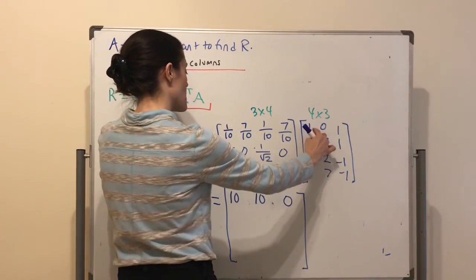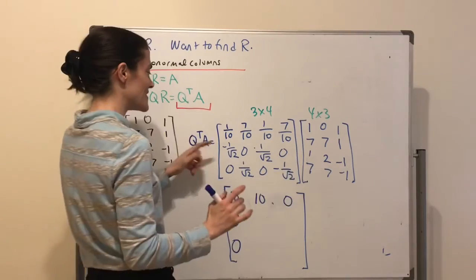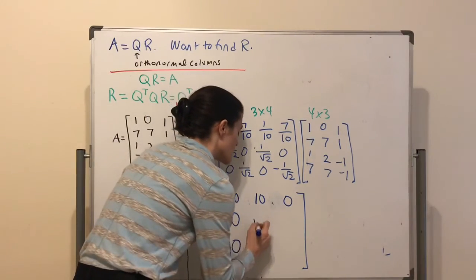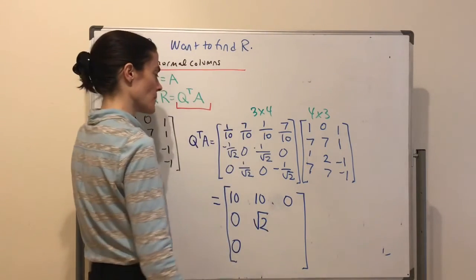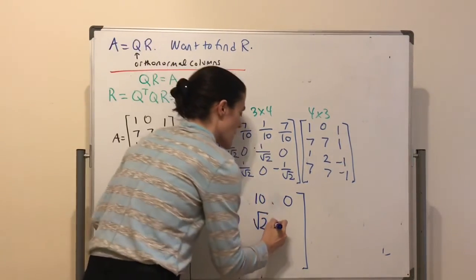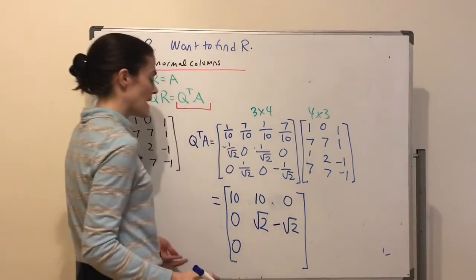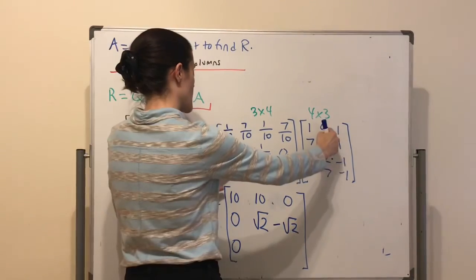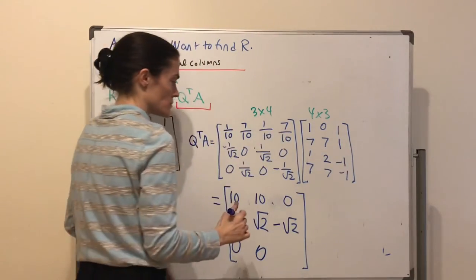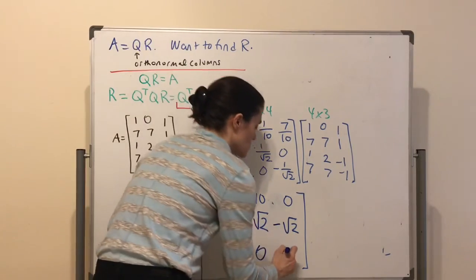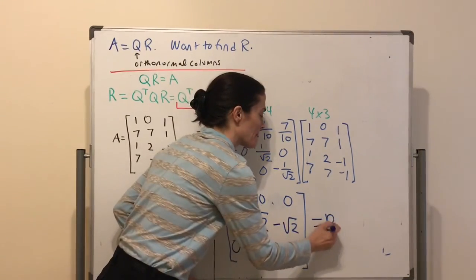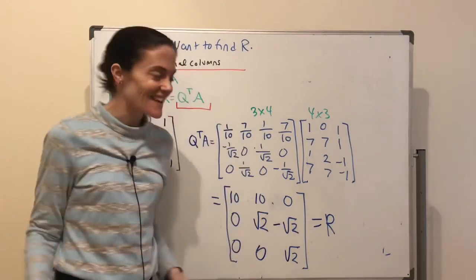Well, second row here, 0. We do this one and this one. We get, 2 over square root of 2 is square root 2. And then here we get negative 2 over square root 2, which is negative square root 2. Now I'm on the last row. And now here, okay, 0. And finally we have 2 over square root 2, which is just square root 2. So you see, this is the R that we had, right? It matches.